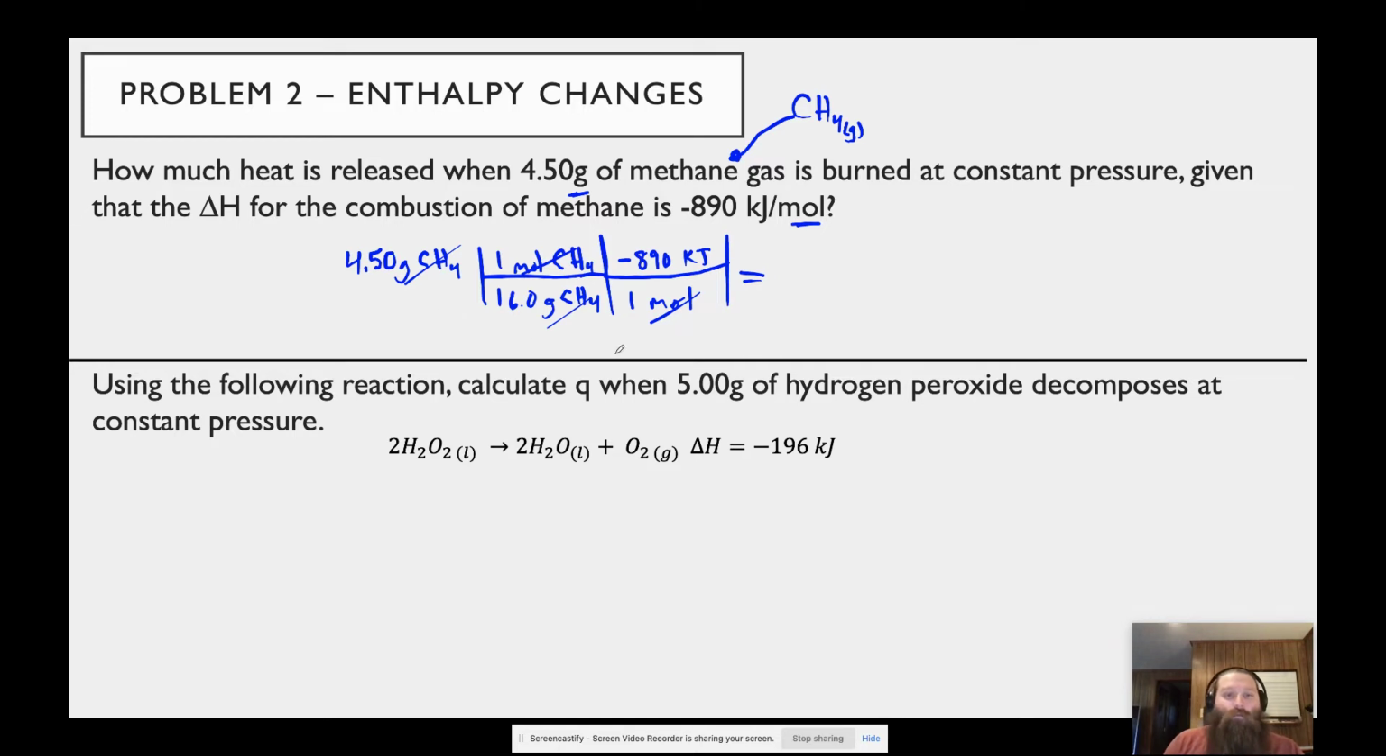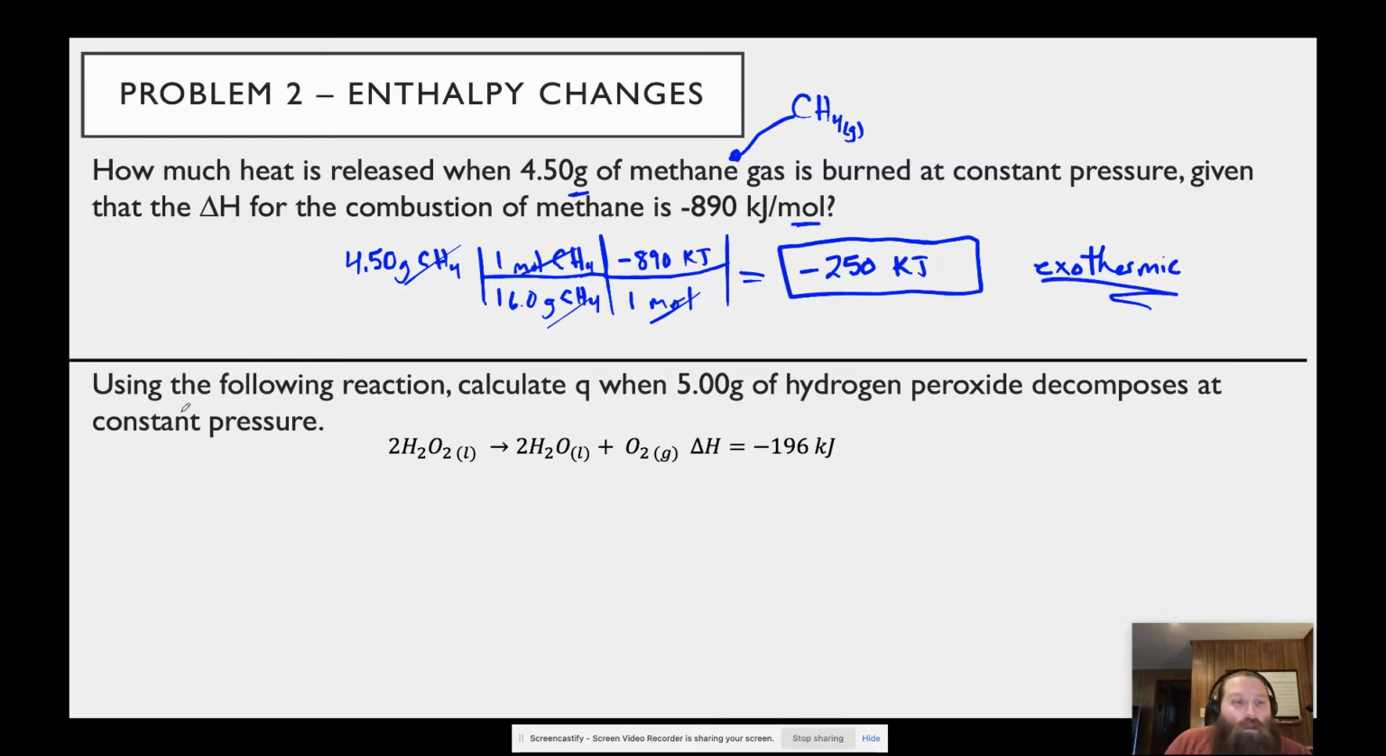So 4.5 divided by 16 times negative 890 gives us negative 250 kilojoules. And there's my answer. So that would be delta H. Now, something you might be asked about this is whether this reaction is endothermic or exothermic. Well, it's negative, so that tells us it is exothermic.